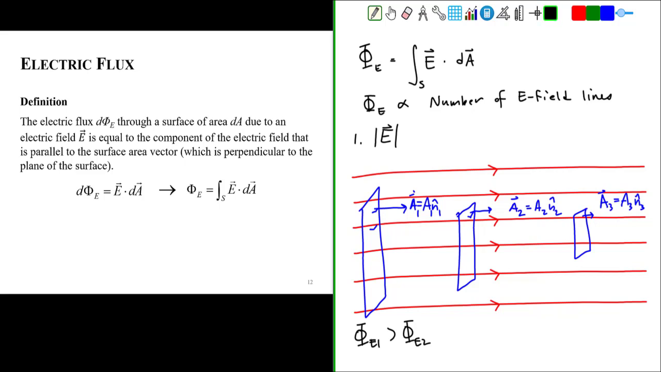Which means that the electric flux for surface 3 is smaller than the electric flux through surface 2, which is smaller than the electric flux through surface 1. So from here, it's clear that electric flux is also dependent on the area of the surface through which the electric field vectors pass.